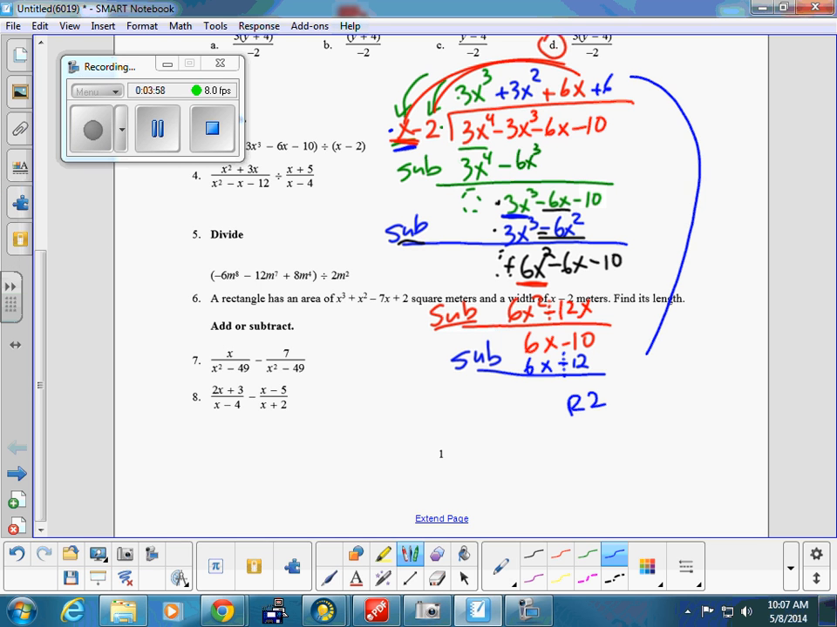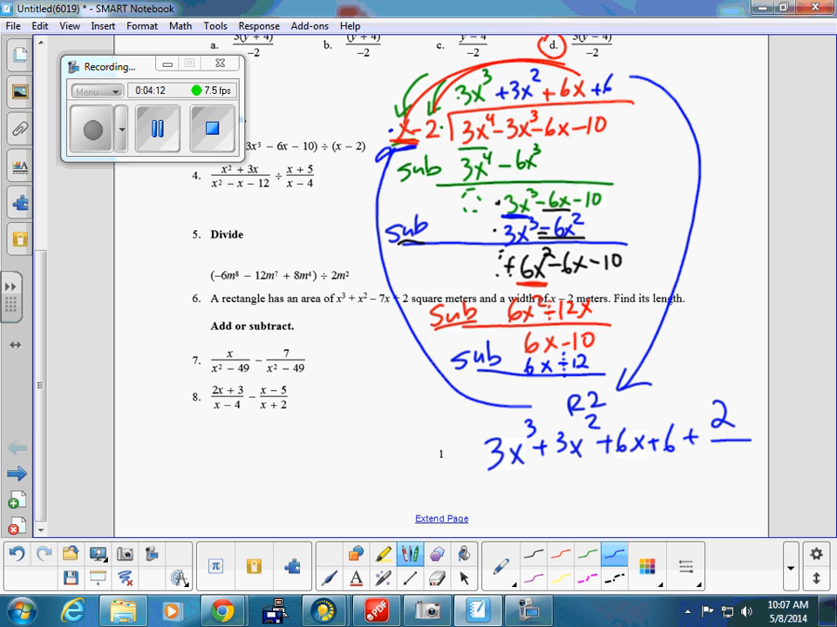Then we take our answer, and we'll group it up this way. Our answer is 3x to the 3rd plus 3x squared plus 6x plus 6. Remainder of 2 over the x minus 2.